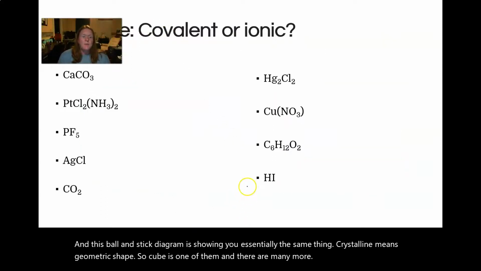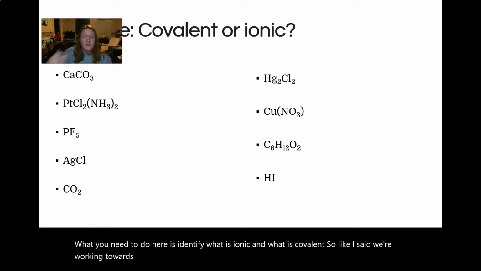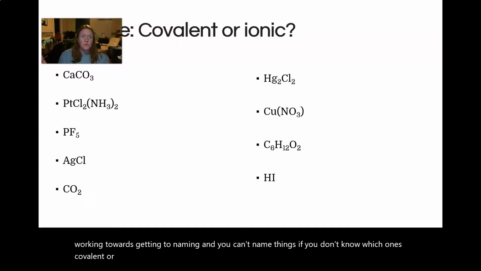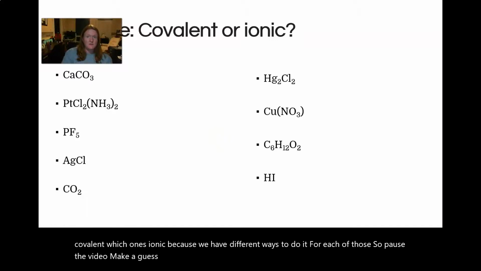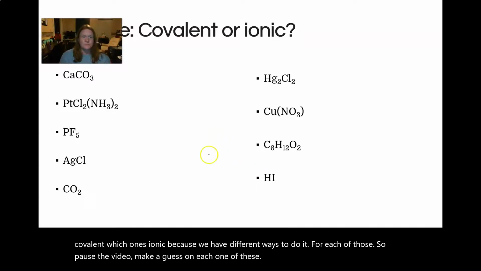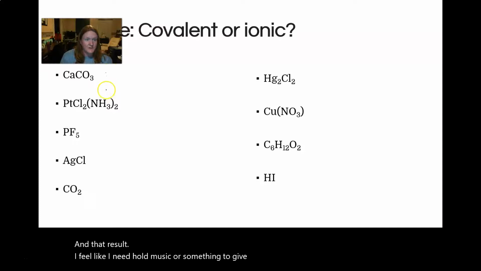So, what you need to do here is identify what is ionic and what is covalent. Like I said, we're working towards getting to naming, and you can't name things if you don't know which one's covalent or which one's ionic, because we have different ways to do it for each of those. So pause the video, make a guess on each one of these, and then resume. I feel like I need hold music or something to give you just a second to hit the pause button.